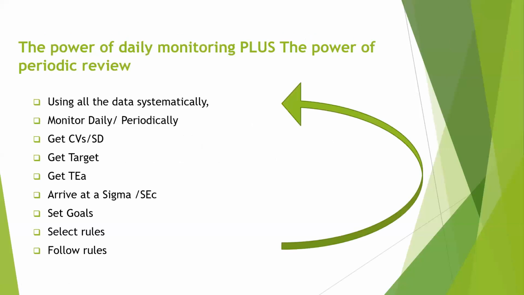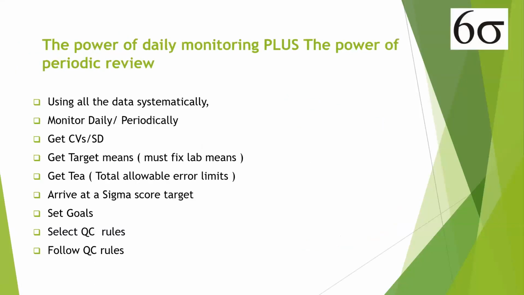So the power of daily monitoring plus the power of periodic review, using all our data systematically, monitoring daily or periodically, getting the CVs or the SD, getting a target, getting a total allowable error, and arriving at a sigma limit, setting goals, selecting rules, and following rules. All of this has got really, really helpful results. So use data, arrive at a score, target, set the goals, select rules, and follow the QC rules.